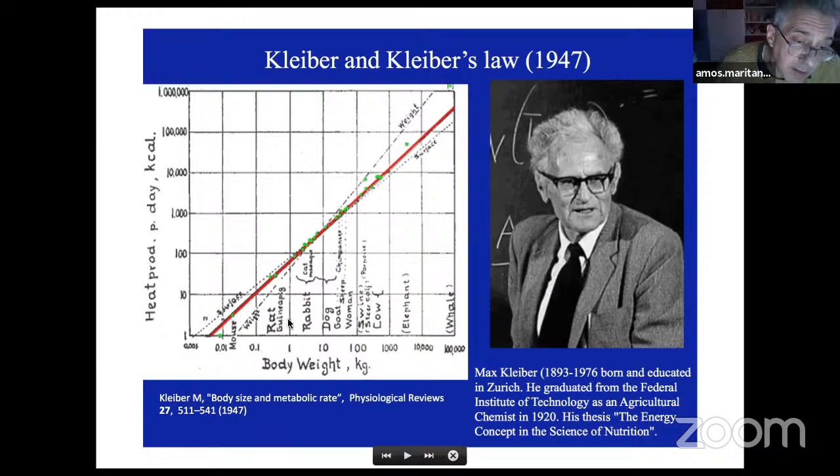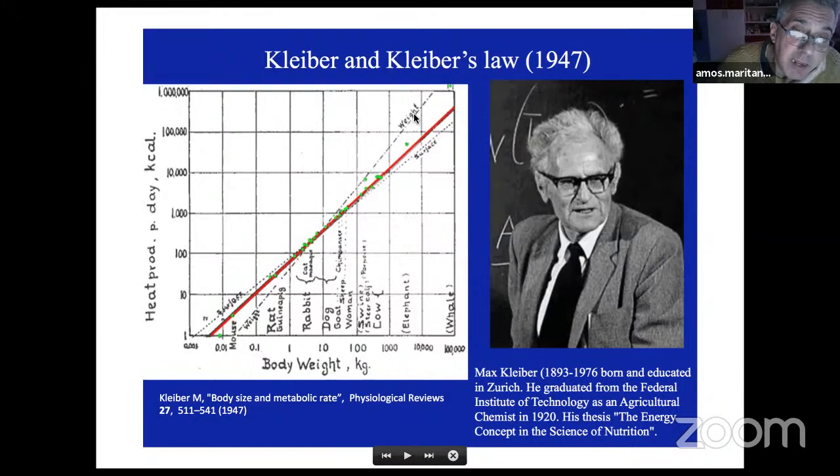And you see that here there are rat, rabbit, dog, woman, I don't know why not men, but it doesn't matter, cow, elephant, whale. The whale is just the green point on the top. And the red line has a slope which is 3/4.